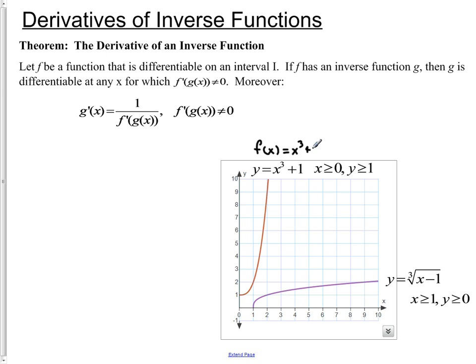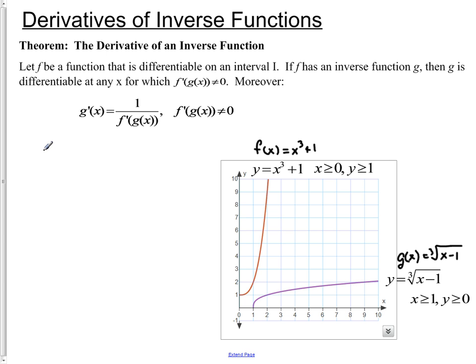Here it is. And our inverse function g of x, which we know is an inverse by our earlier demonstrations, is the cube root of x minus 1. All right, given these two functions, what could we say? Well, if we wanted to find the derivative of the inverse function g prime of x, we could find it by taking 1 over f prime of g of x, provided that f prime of g of x is not equal to 0.